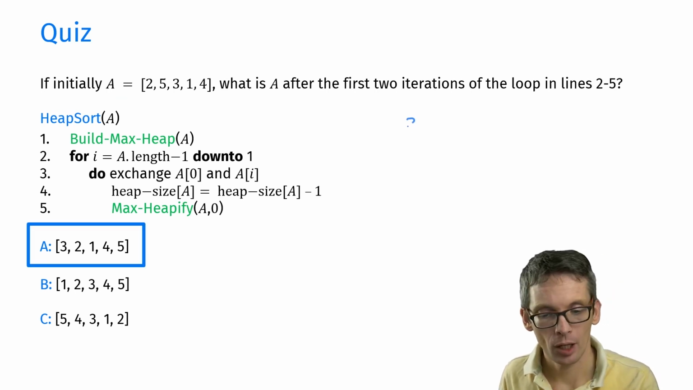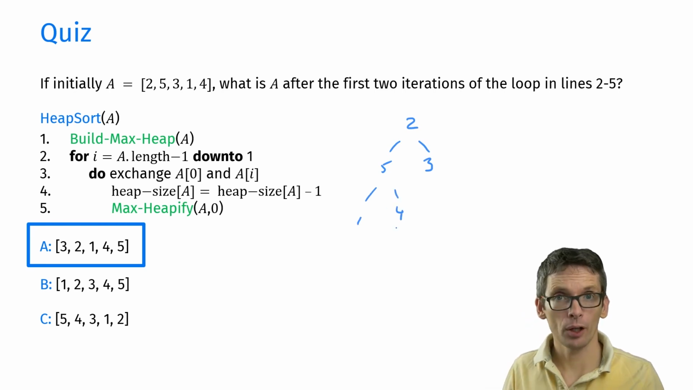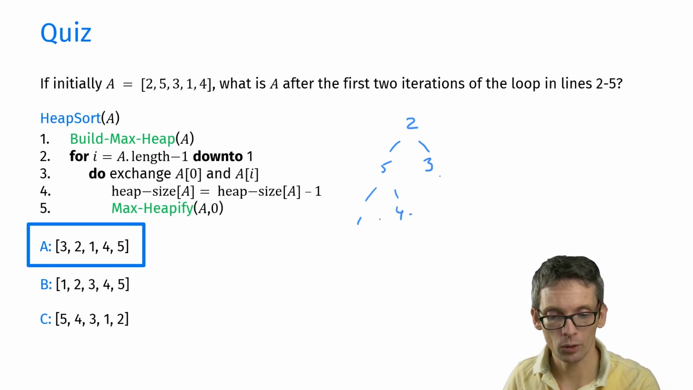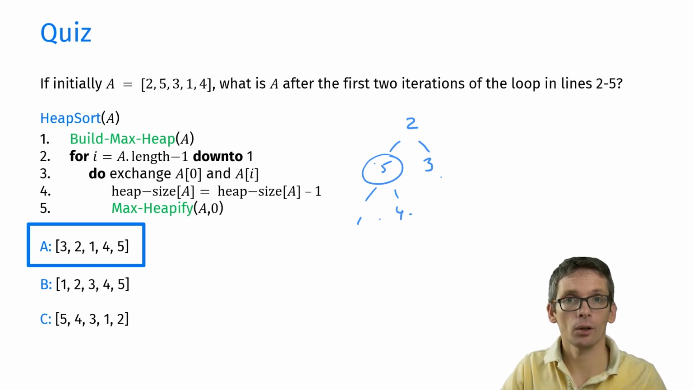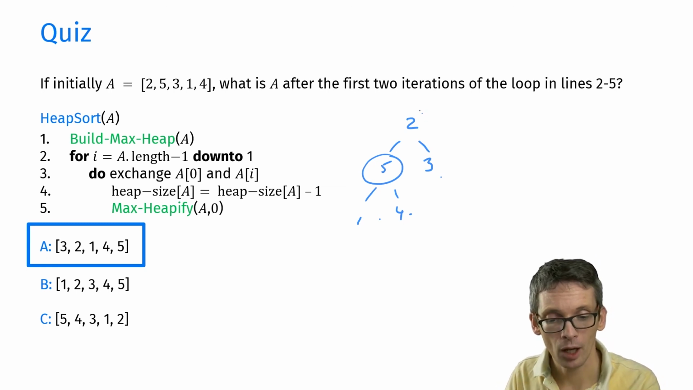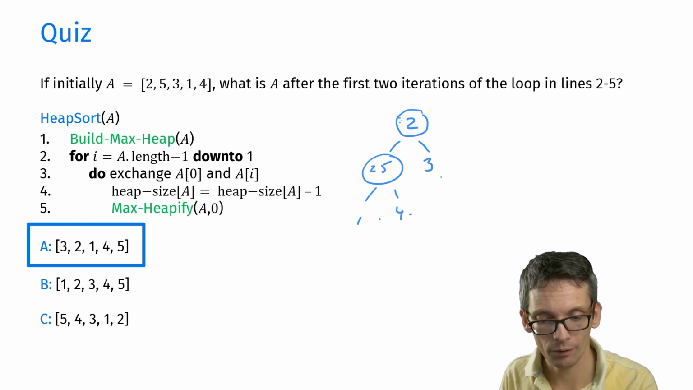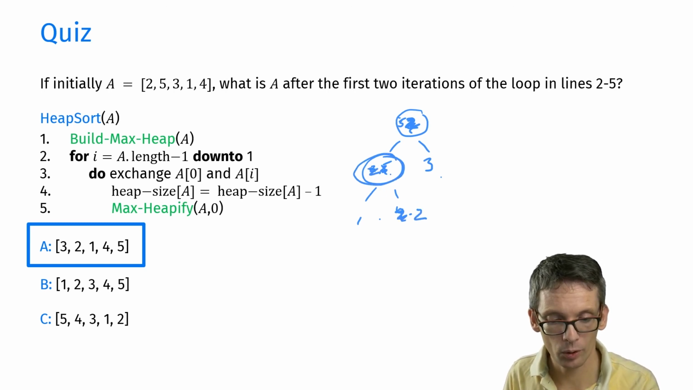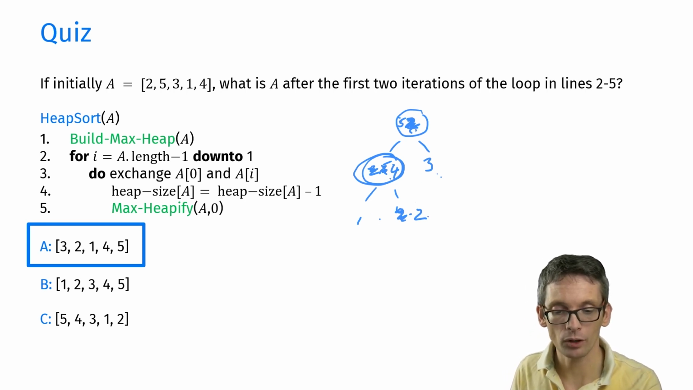Let's do this together. So the input is 2, 5, 3, 1, 4. We first do build heap, which means we call Max-Heapify bottom up. We don't need to do the leaves. 5 Max-Heapify is already fine. We have the heap property here. 2, we need to swap 2 with 5. So then the 2 is here, the 5 is here. Now, recursively call Max-Heapify here, moves the 2 down here, the 4 here. So now our heap is 5, 4, 3, 1, 2.